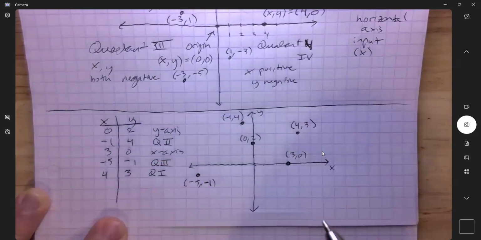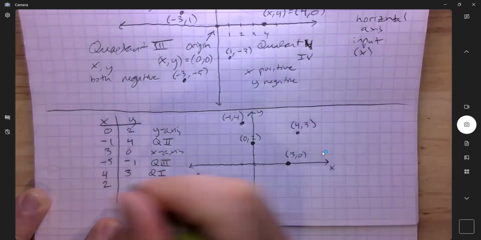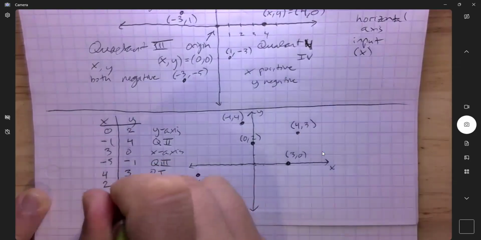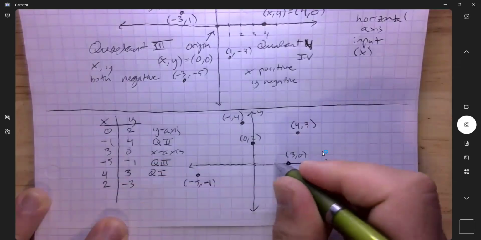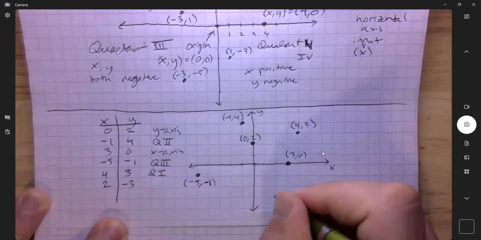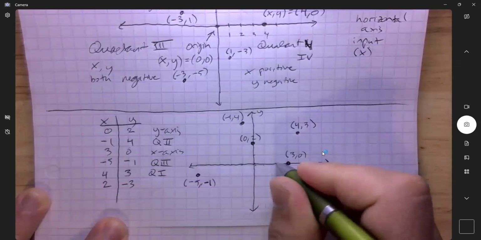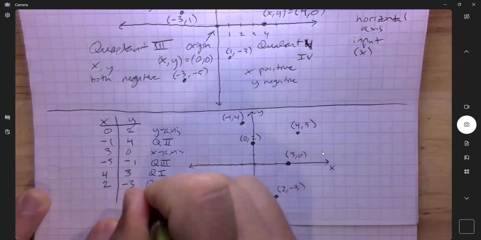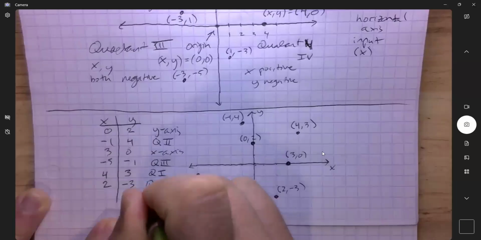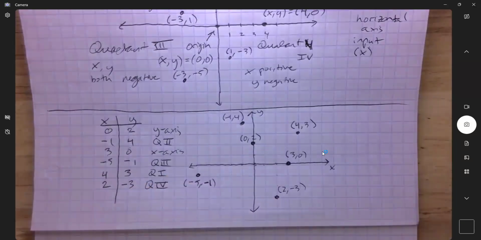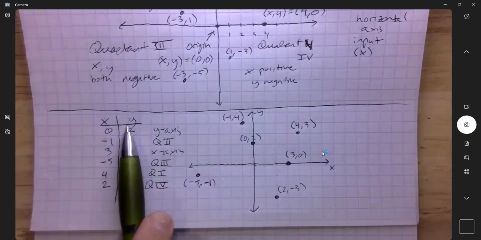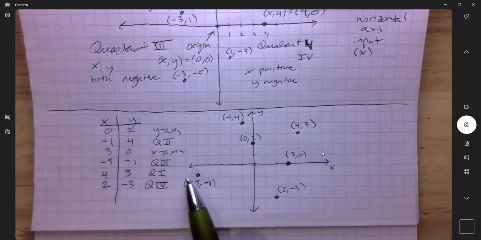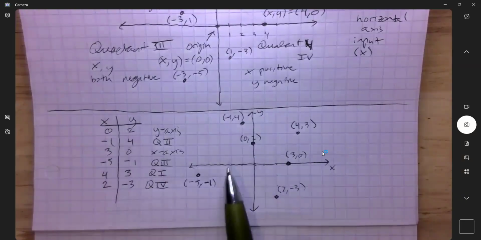And let's do one more point. Let's do 2, -3. That's 1, 2, 1, 2, 3 right here. x is 2 and y is -3, which puts us in quadrant 4. That's how you go from a numerical representation of a table to the associated points on a graph.